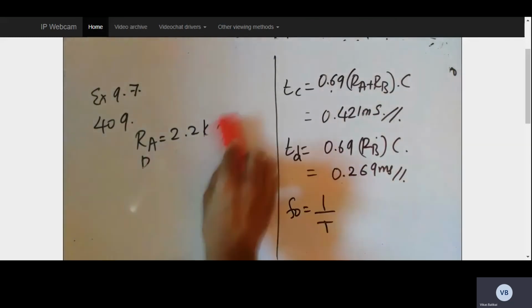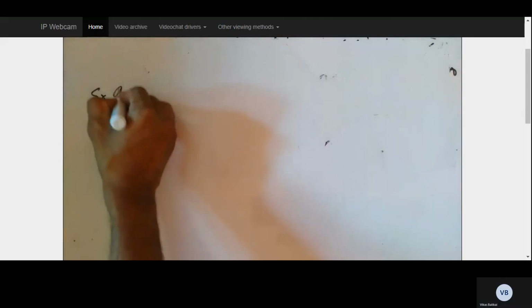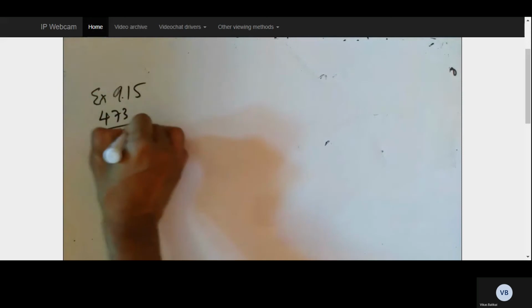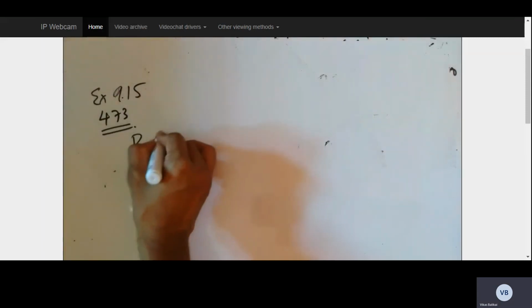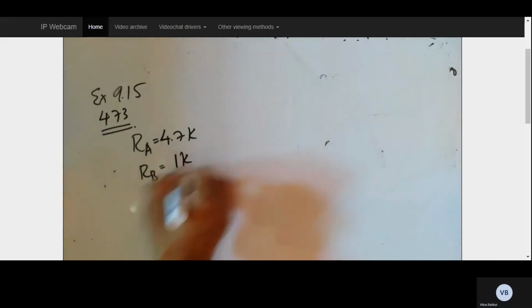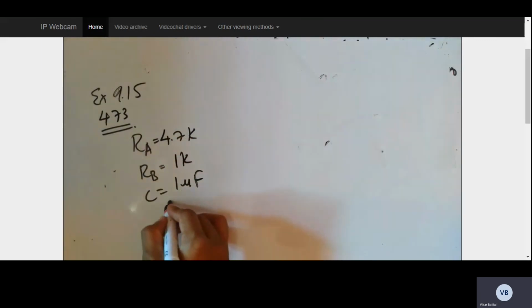Okay, so let's jump into one more numerical from the unsolved examples. The numerical which I'm going to take is 9.15 from page number 473. Here also it's a very straightforward problem, and you can expect one typical question in the examination. RA value has been given as 4.7K, RB value as 1K, C value as 1 microfarad, and he is asking us to calculate the positive pulse width.